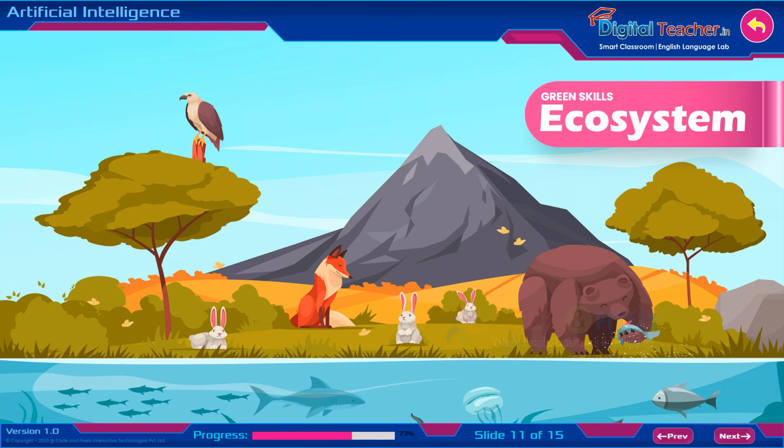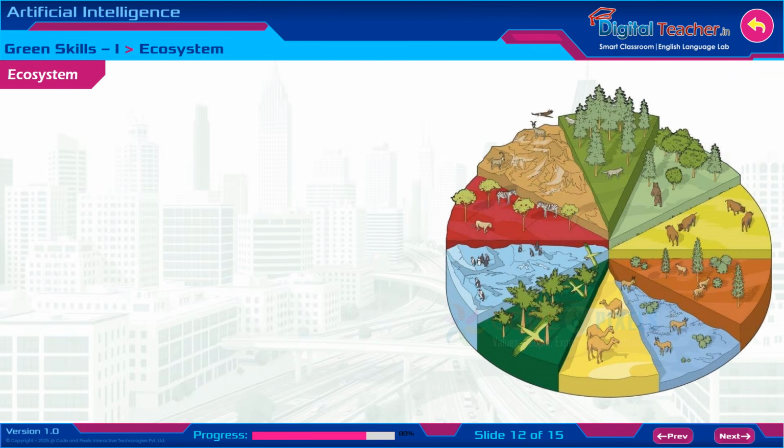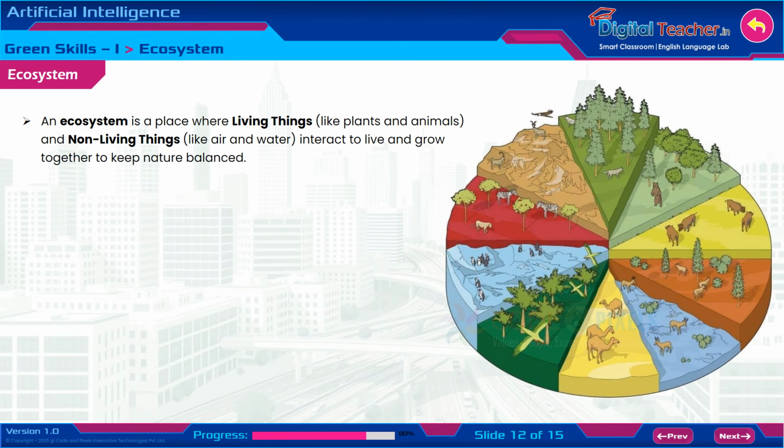Ecosystem. An ecosystem is a place where living things, like plants and animals, and non-living things, like air and water, interact to live and grow together to keep nature balanced. If any part is disturbed, it affects the whole system.